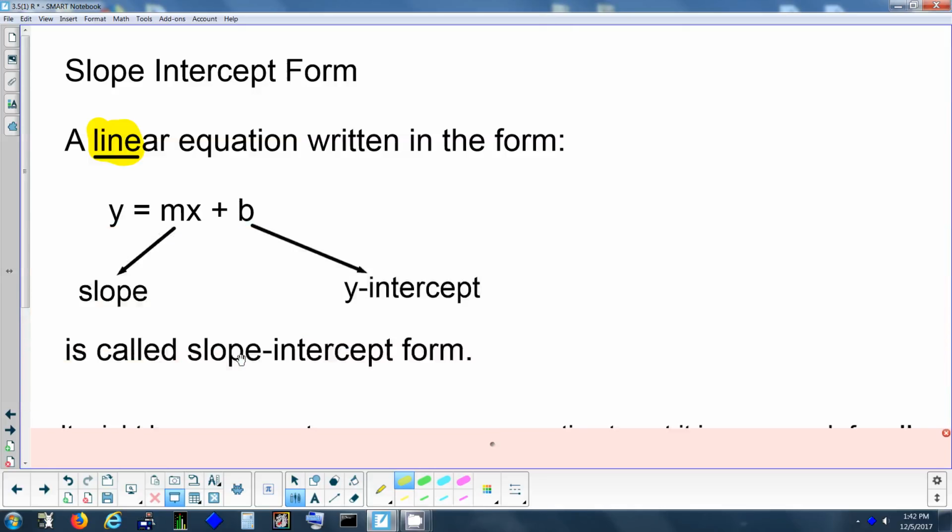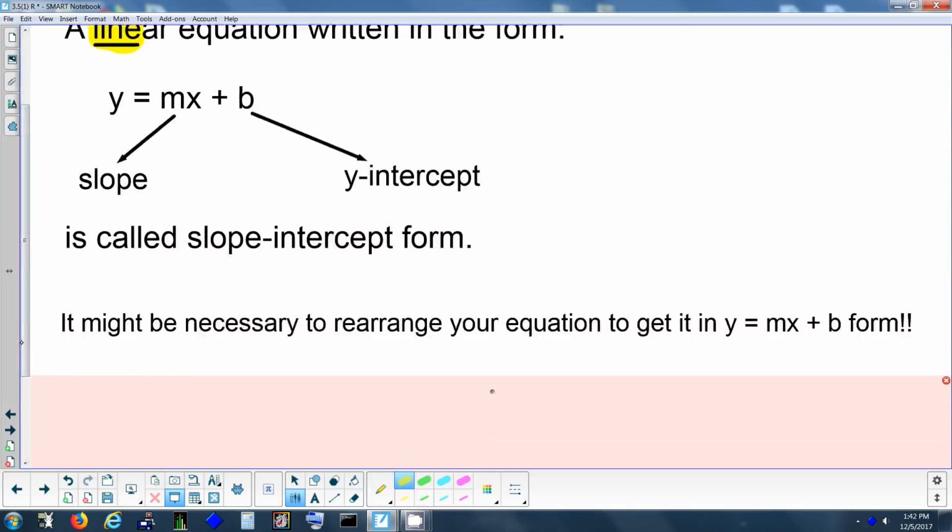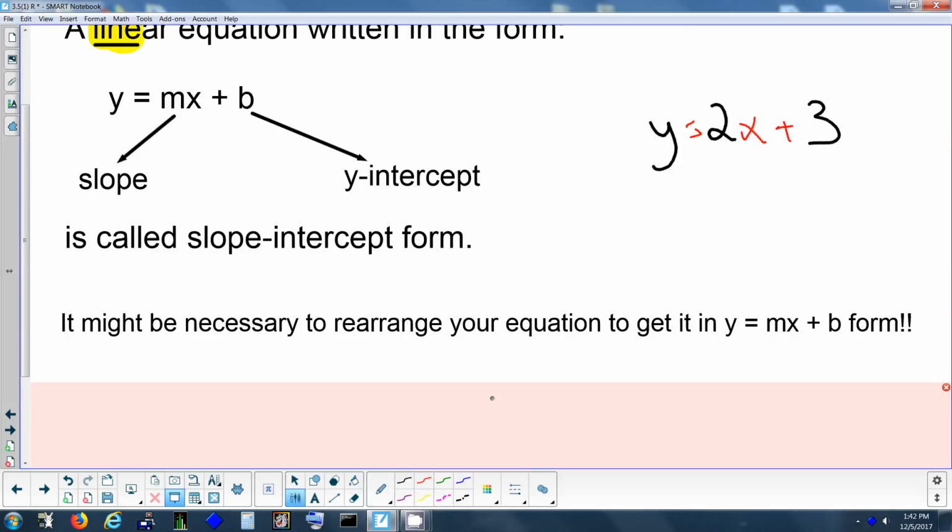Now, like we said, this is called slope-intercept form. Here's the thing: you have to be careful. We're not always going to give it to you with y by itself. If I gave you something like y equals 2x plus 3, that's fine. Y is by itself, equal sign, number with x, and then just a number at the end. That is in slope-intercept form. How about this?